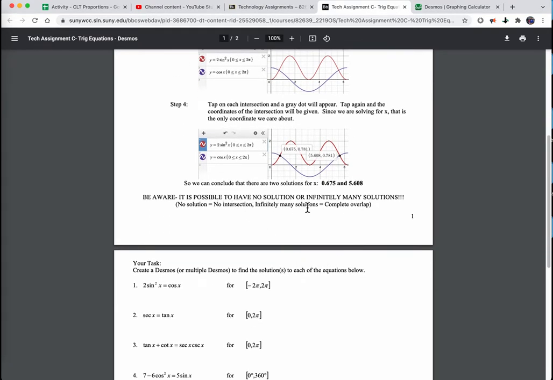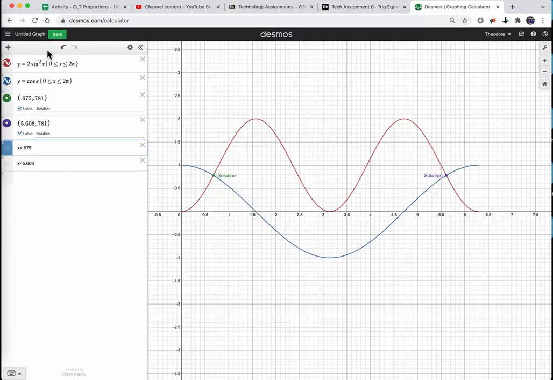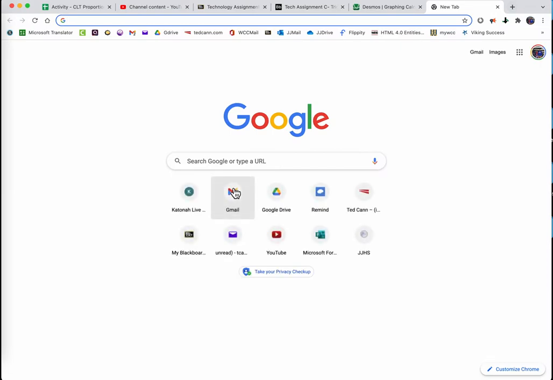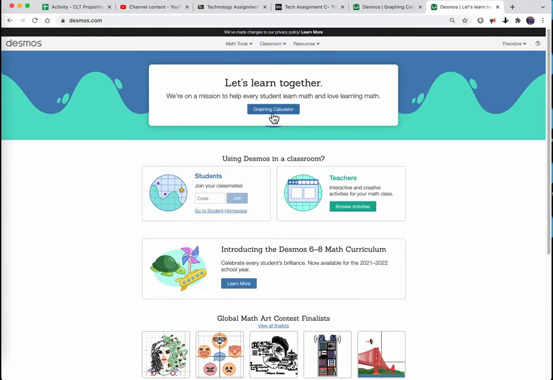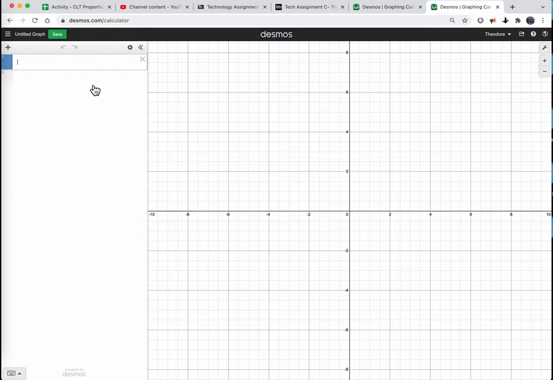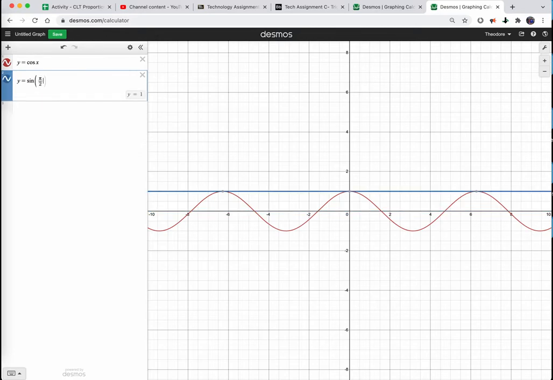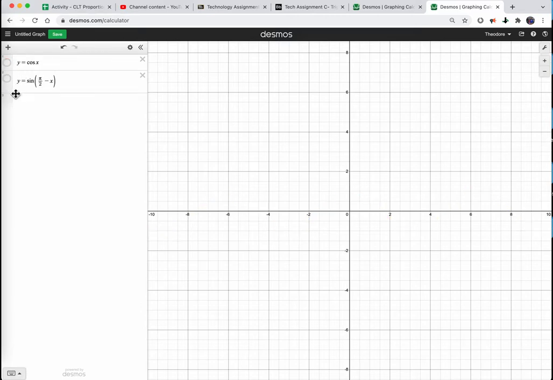It is possible to have no solution, meaning the two curves don't cross at all over the interval that you're given. And it's possible to have infinitely many solutions. So for example, I'll give you a simple case. I'll open a new Desmos so I don't wipe all that out. Graph and calculator. Let's say we have y equals cosine of x, and then y equals sine of pi over 2 minus x. All right, looking at these two graphs, I'll turn them both off.